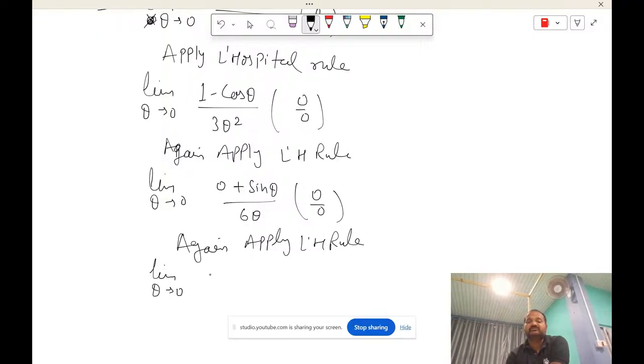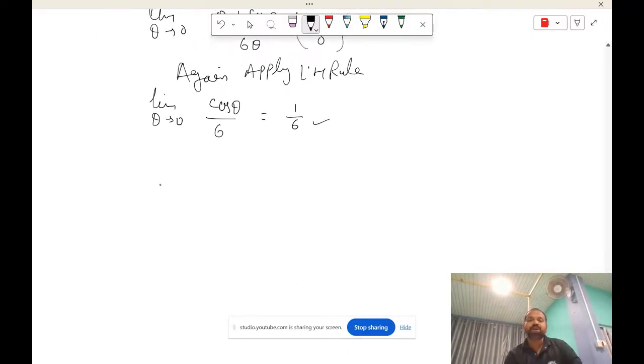So the numerator's differentiation will be cos theta, and the denominator's differentiation will be 6. So we will substitute the value: cos 0 will be 1, and so 1 by 6. So this will be the final answer. So we can find limit problems by using the L'Hospital rule. Okay, now the second question we will see.